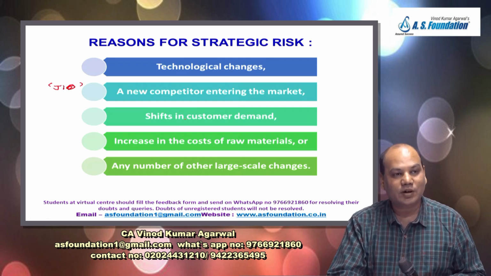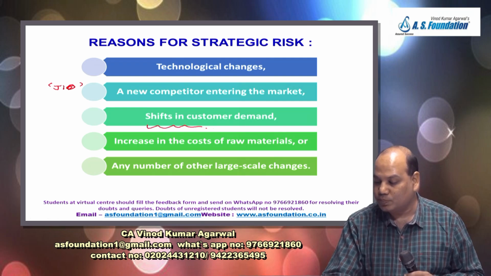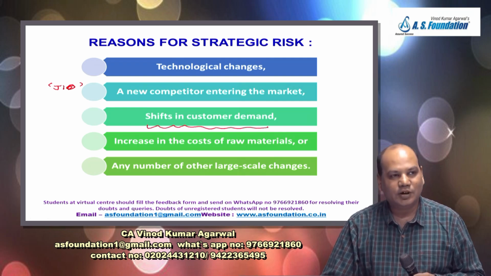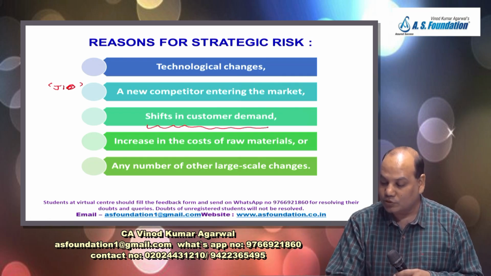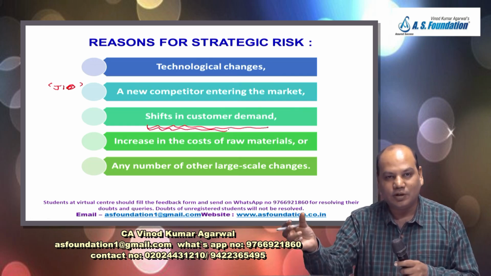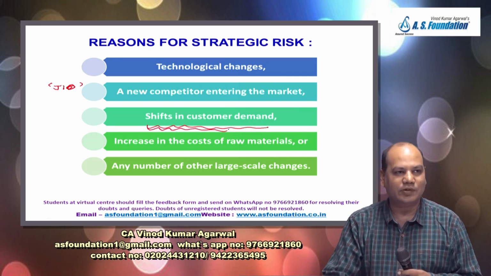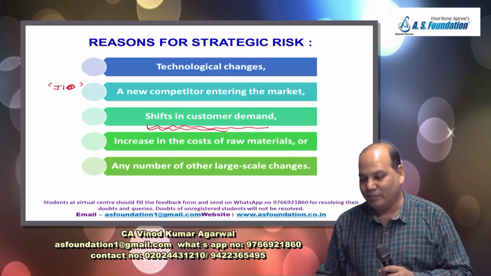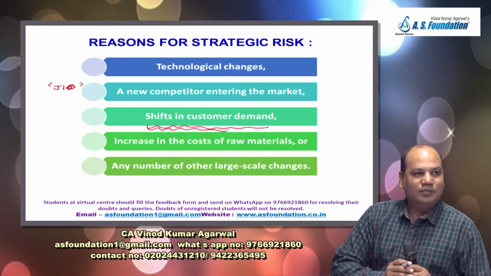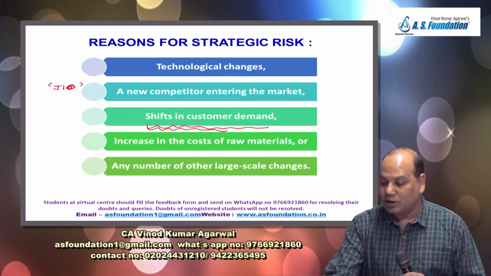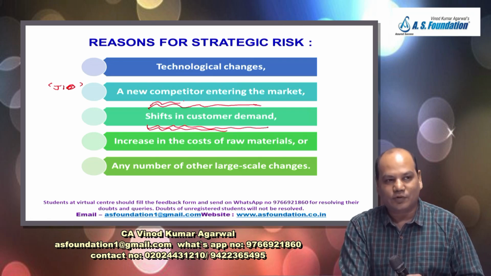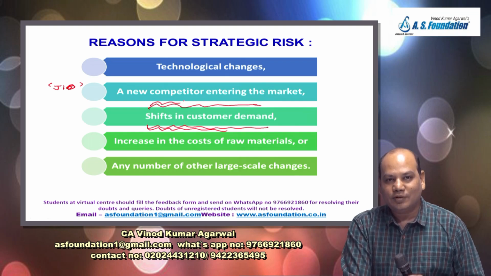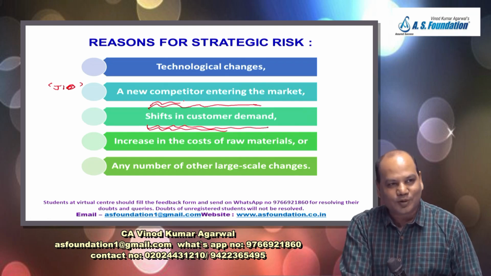Then shift in the customer demand. Suppose the customer now wants push button scooter only. He does not want kickstart. You have to change. Slowly and slowly customers would want automatic gear, not that manual gear system. Car companies will have to change, and those who can't change in time will go out of the market. Then the customer may want a touchscreen mobile phone. Those companies who don't want to change to touchscreen mobile phones will go out of the market.